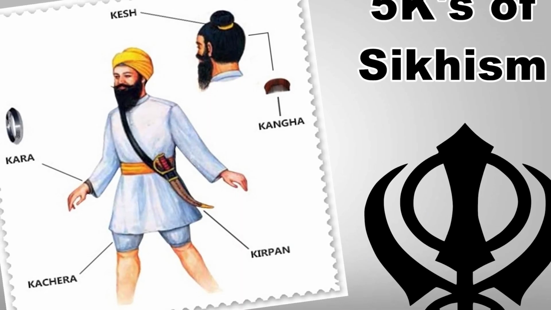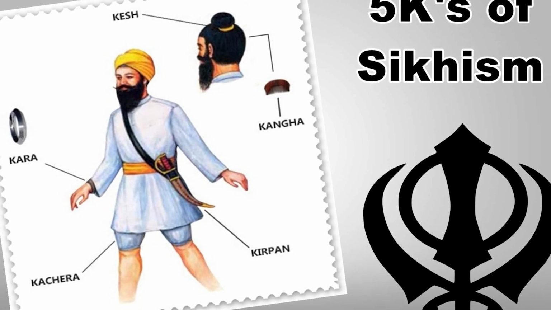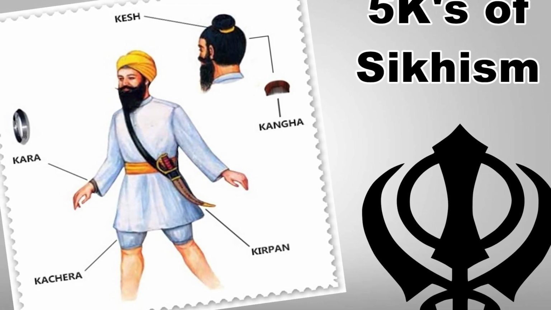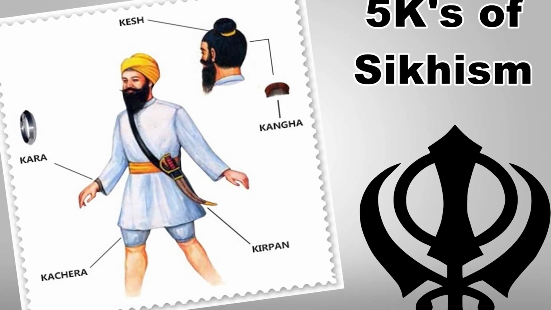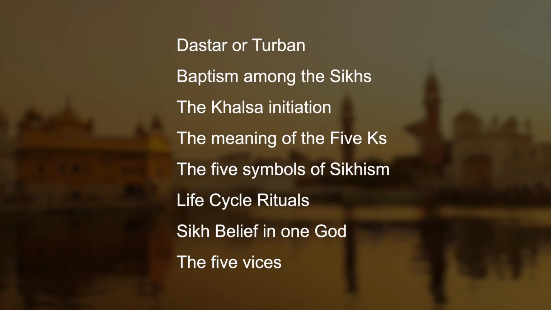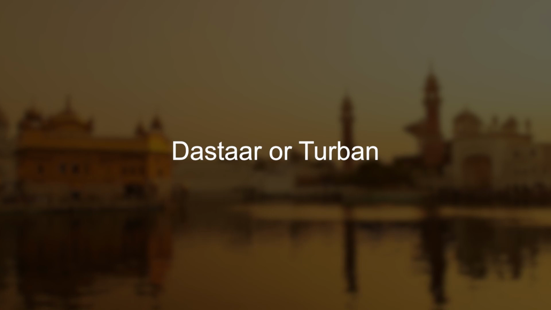First of all, we are going to see the 5 symbols of Sikhism, which are considered to be the basic religious symbols of Sikhism, followed by the life cycle rituals and Sikh beliefs. To understand the worships and rituals of Sikhism, we will be looking into Dastar or turban, baptism among the Sikhs, the Khalsa initiation, the meaning of the 5 Ks, the 5 symbols of Sikhism, life cycle rituals, Sikh belief in one God, and the 5 vices. Let us start with Dastar or turban.